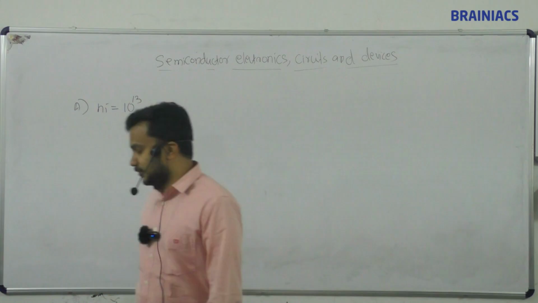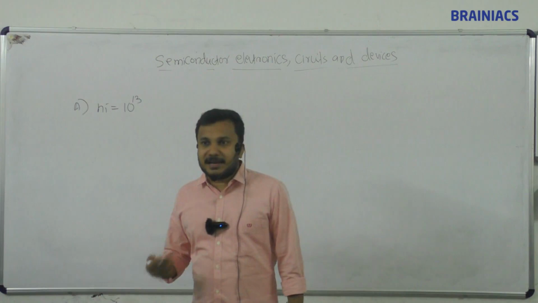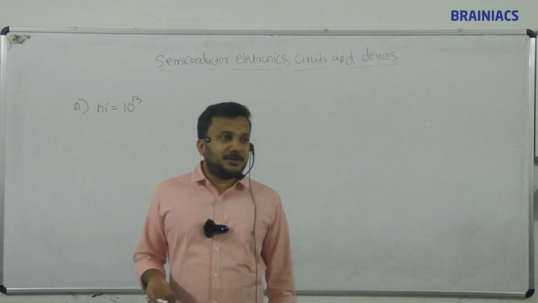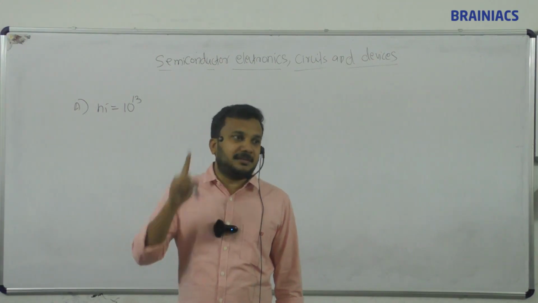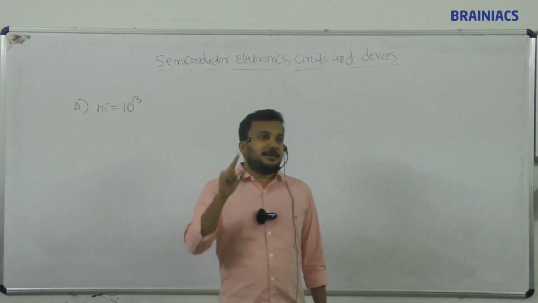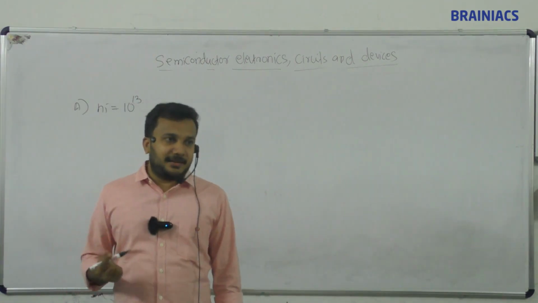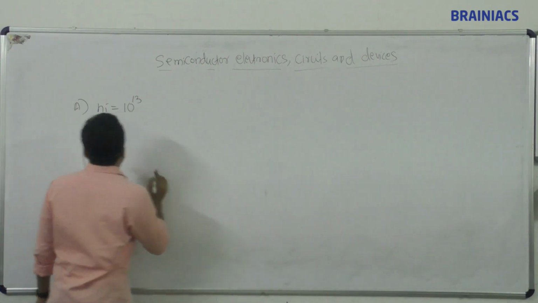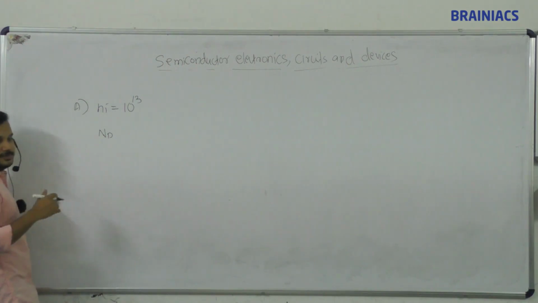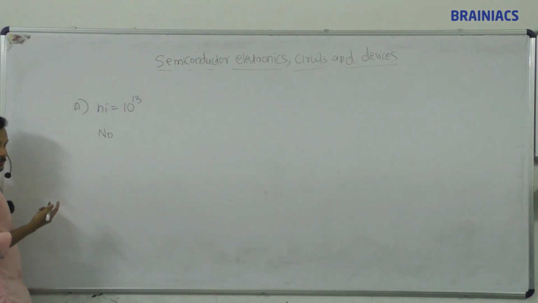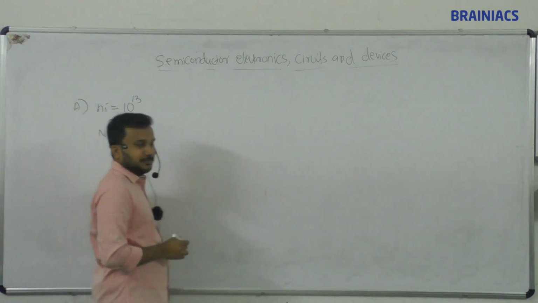What is the second sentence in the question? If phosphorus is added, 10 power 19 phosphorus atoms are added per meter cube. So how much is the concentration of phosphorus? That is called donor concentration, because phosphorus is in the 15th group. So donor concentration is equal to 10 power 19. These two pieces of information are given.